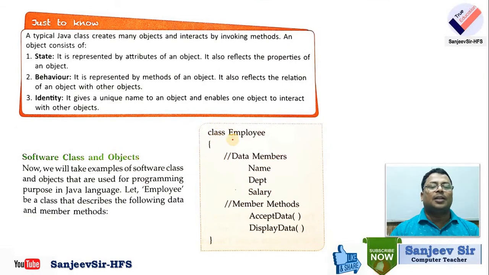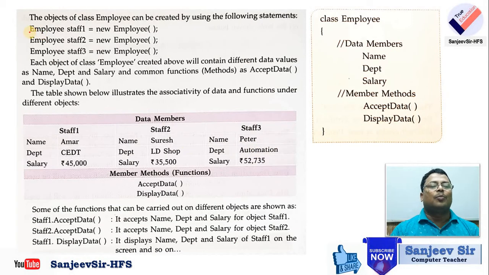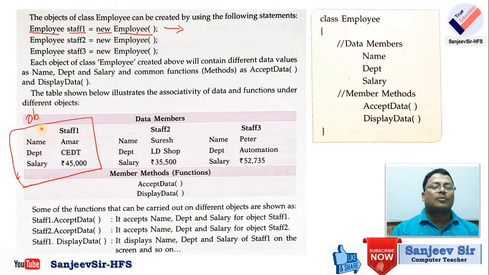That we understand here with an employee object. So the employee class is there, with data members and member methods: name, department, salary, accept data and display the data. When we are going to create the employee object, we write employee, then staff1, new employee. That means this is going to create the staff object. The object name given is staff1. Staff1 will have that data. This is known as data.